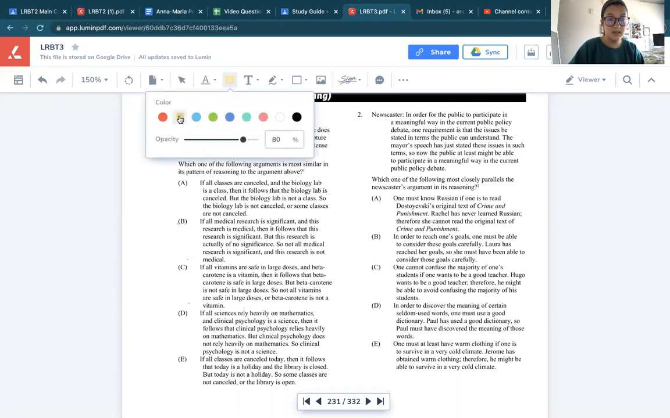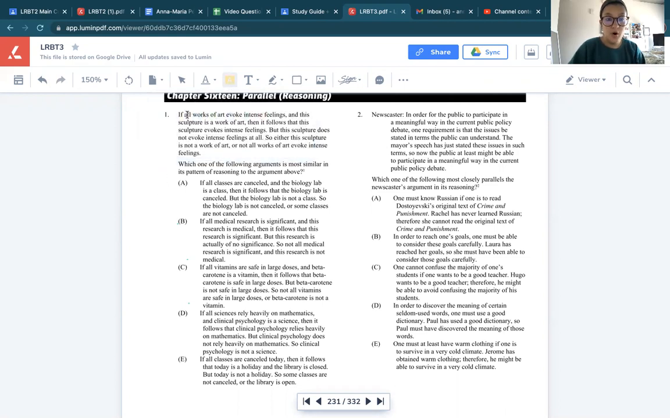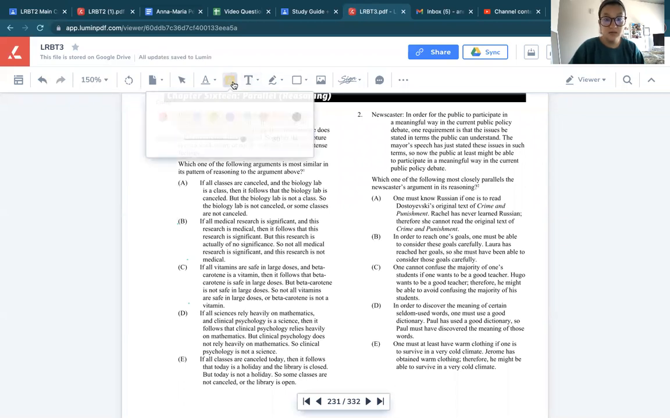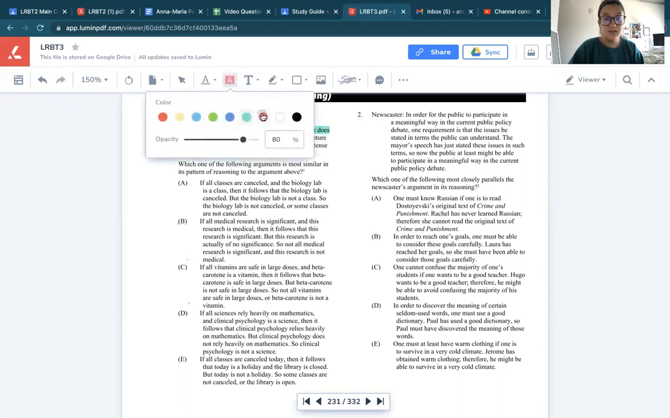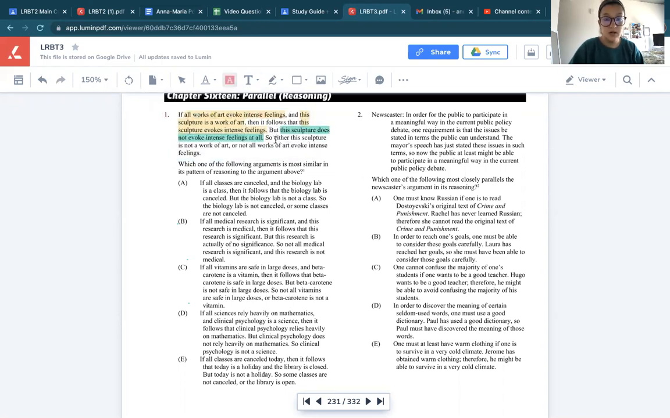So let's break the stimulus down. All works of art evoke intense feelings. The sculpture is a work of art. The sculpture evokes intense feelings. But, so we have a counter, this sculpture does not evoke intense feelings at all. And because of that, either the sculpture is not a work of art or not all works of art evoke intense feelings at all. So let's see what the question is asking.